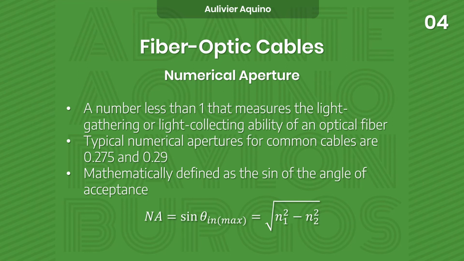Numerical aperture of fiber optic cables is a number less than 1 that measures the light gathering or light collecting ability of an optical fiber. Typical numerical apertures for common cables are 0.275 and 0.29, mathematically defined as the sine of the angle of acceptance. It is NA equals sine theta max, which is equal to the square root of the difference of the squares of n1 and n2.